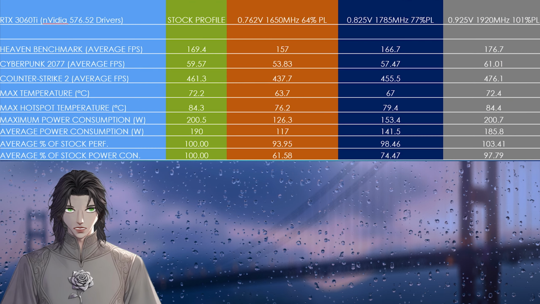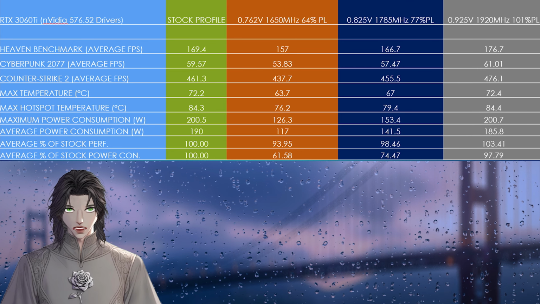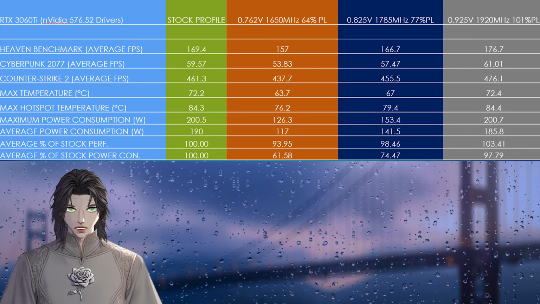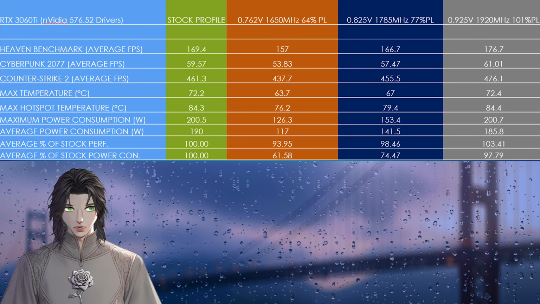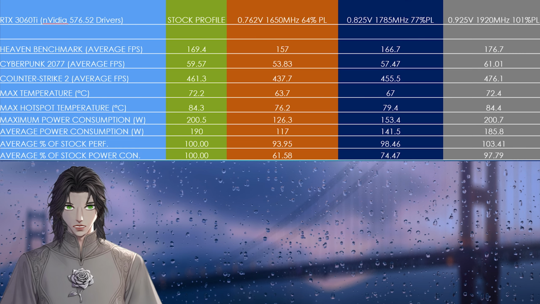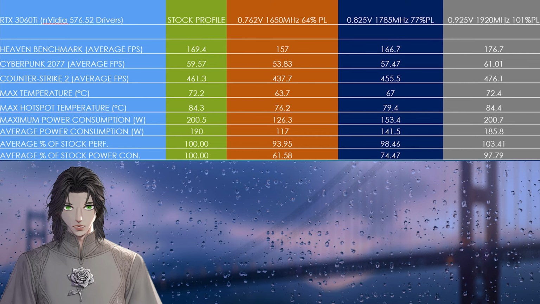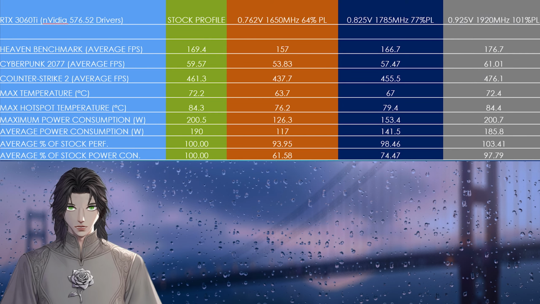On screen here you can see my testing done on my RTX 3060 Ti and how it runs on stock settings, as well as my custom profiles. You can see that on average I am losing at most 10% of the performance, but I am consuming much less power and therefore my GPU heats up less.